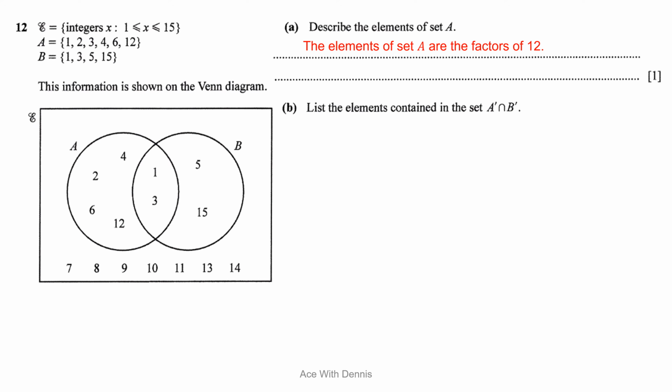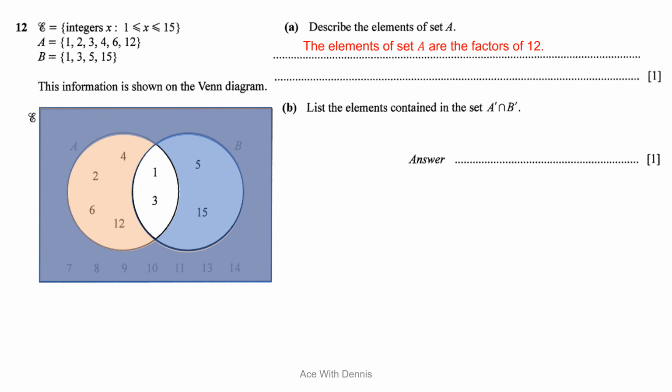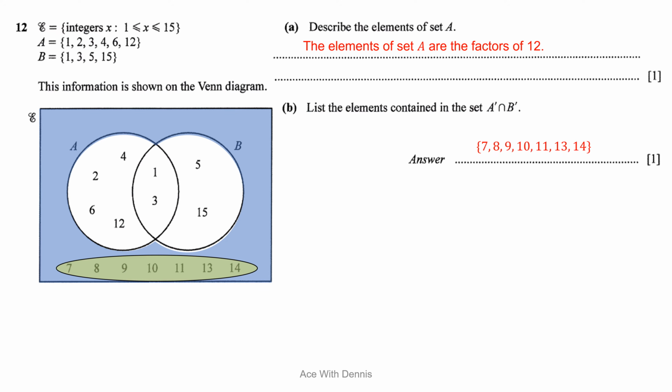B. List the elements contained in set A complement intersect with B complement. 1 mark. So this region is A complement and this region is B complement. When we intersect these two regions, it means the overlap part of these two regions will be this one. Okay, so the elements are these elements. So the list will be 7, 8, 9, 10, 11, 13, and 14.